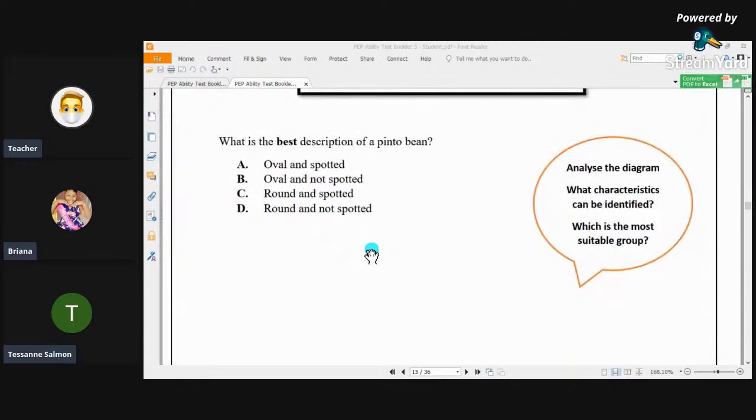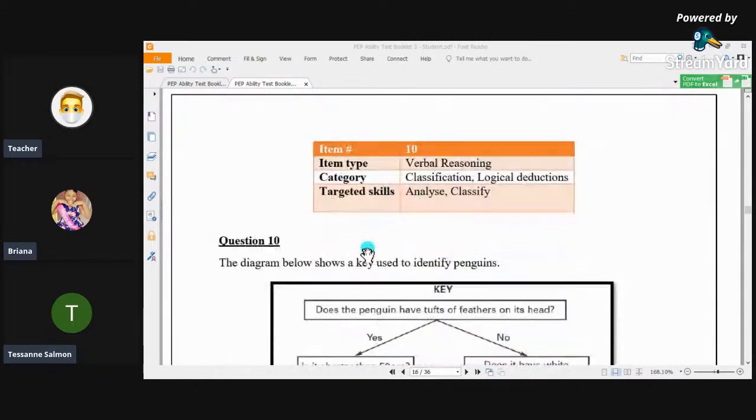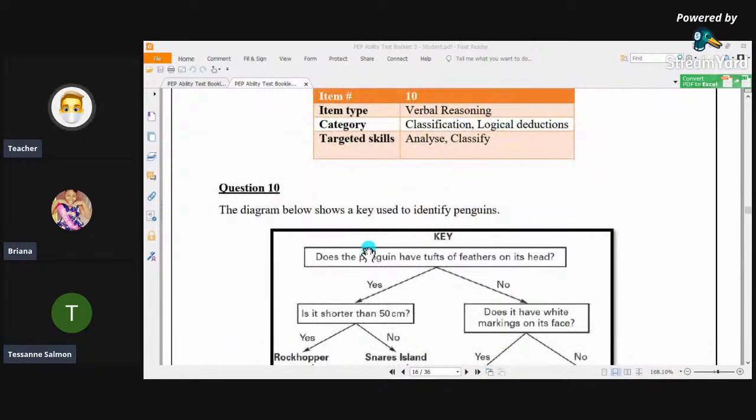And I see a lot of people in the chat getting that one as well. Number 10. Here's another one. Again, same thing, same setup. And this is question 10. The diagram below shows a key used to identify penguins.